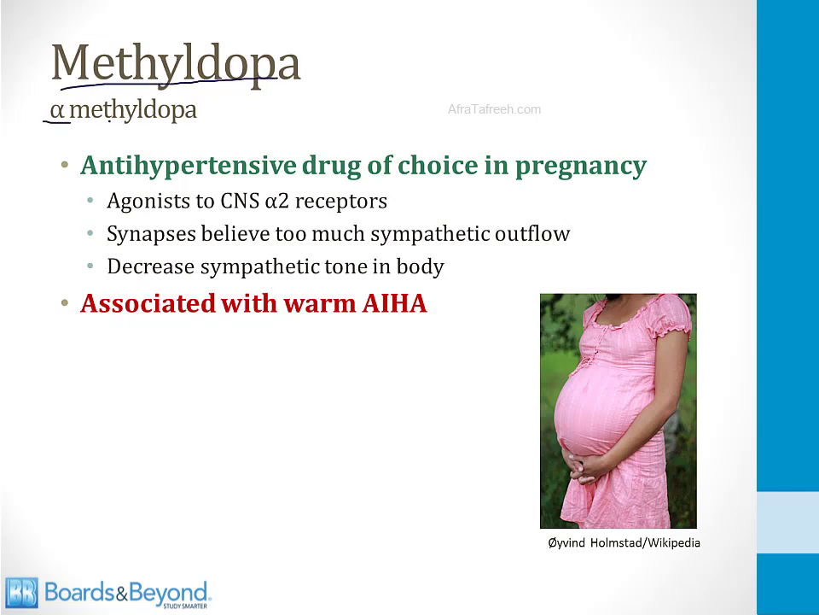It's sometimes called alpha-methyl dopa. This is an old antihypertensive that's not commonly used anymore except in pregnancy. It's very safe in pregnancy, so it's the antihypertensive drug of choice in pregnancy.